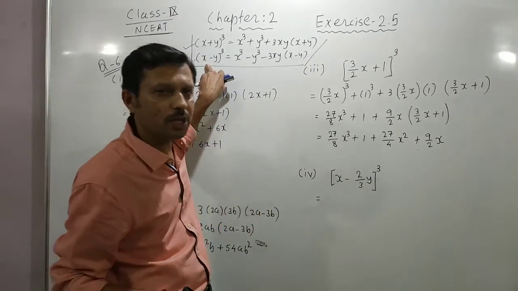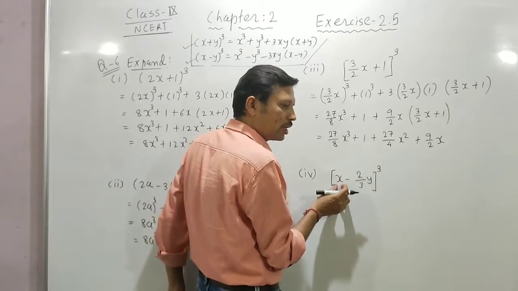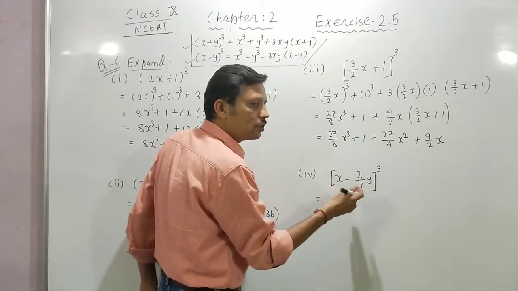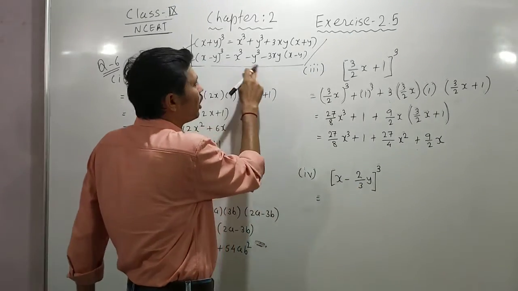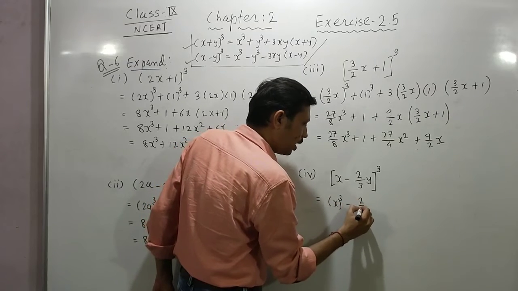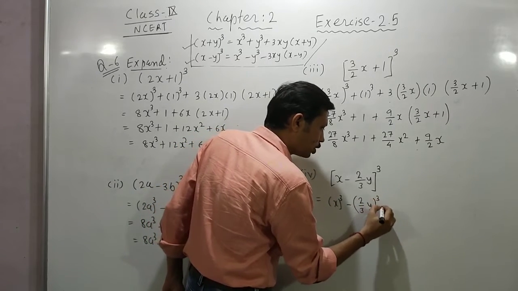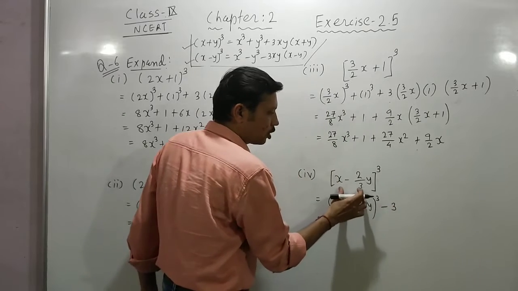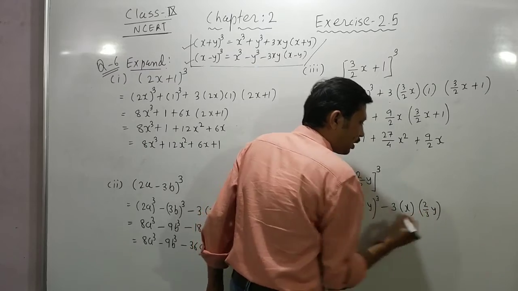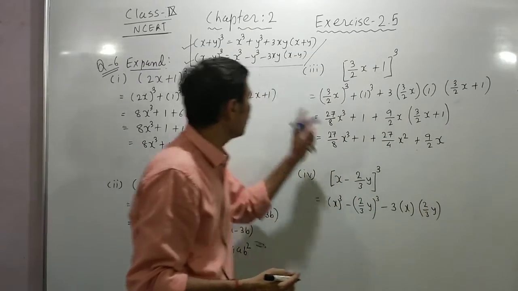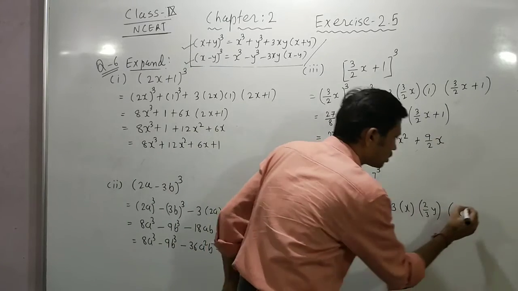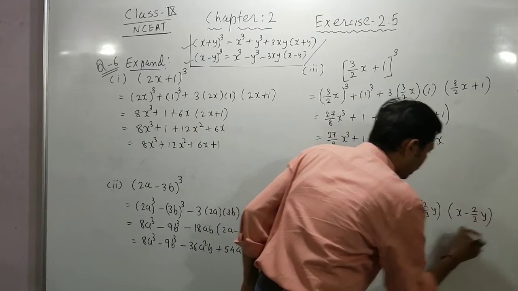So the second identity will be applicable. This term I will consider as x as per the identity and this one I will consider as y. First of all we have to make the cube of both the terms x and y. So x the whole cube minus (2 by 3 y) the whole cube, minus 3 times the product of both the terms, so x in another bracket 2 by 3 y. And at last the binomial x minus y as it is, so x minus 2 by 3 y.